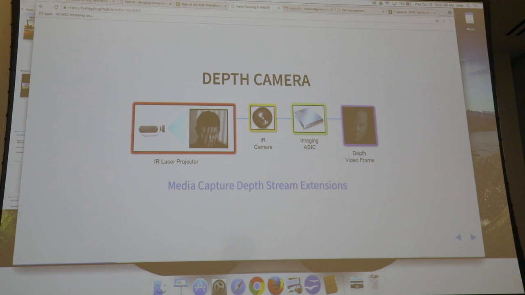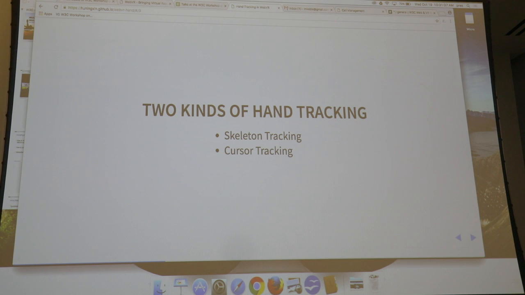Today's mainstream hand tracking and gesture recognition systems are usually based on depth cameras, like Kinect, Leap Motion, and Intel RealSense. The depth camera produces depth images, where each pixel represents the distance between the object surface and the camera. Based on the depth map, computer vision for hand tracking and gesture recognition can be done. There are two types of typical hand tracking algorithms today. First is skeleton-based tracking, second is cursor tracking.